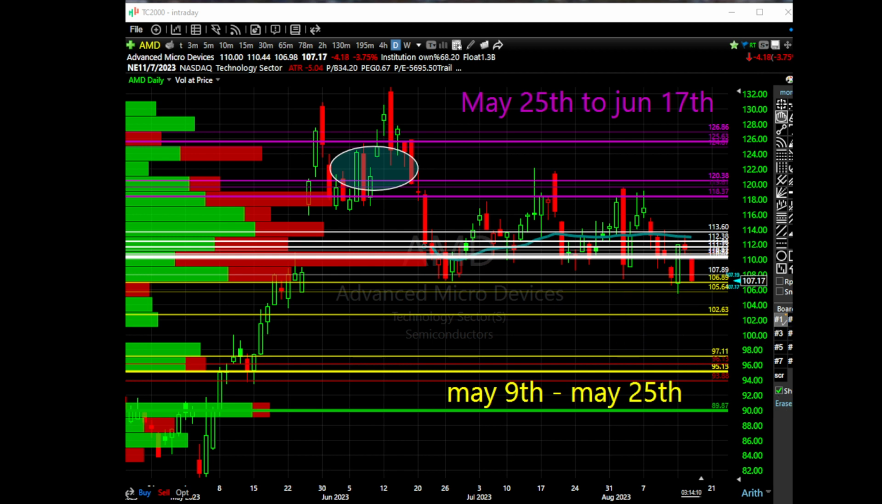All right, any questions on this? This is just marking up a chart. This is finding support and resistance levels, creating plans, understanding it. What time is it? It's 3:14.